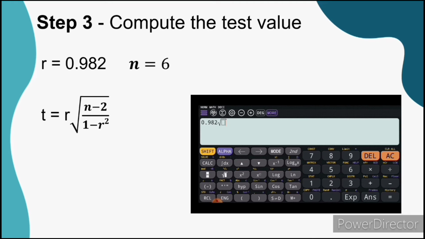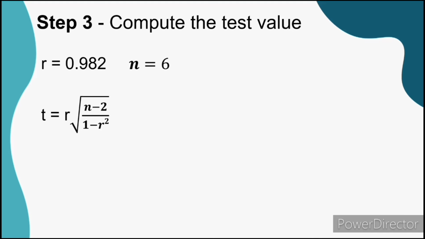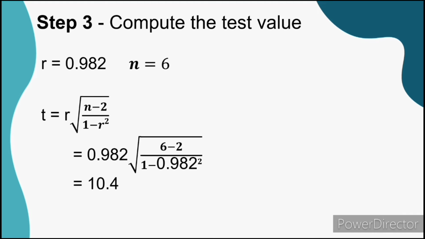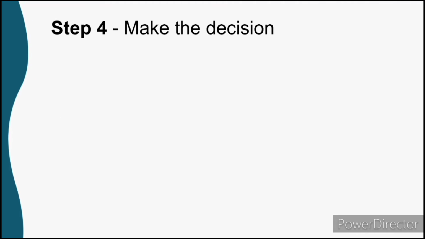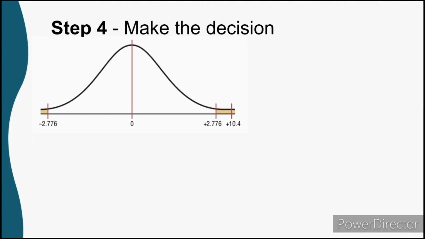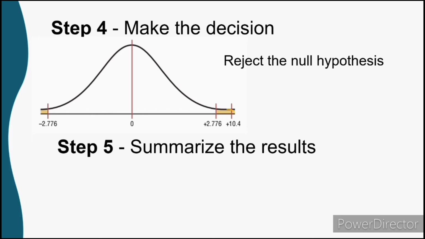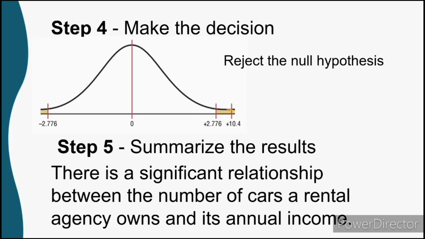Step 3, compute the test value. 0.982 times square root of 6 minus 2 all over 1 minus the square of 0.982. So we get 10.4. Step 4, make the decision. Since yung ating na-compute na t-value ay nag-fall sa ating critical region, then the null hypothesis is rejected. Step 5, summarize the results. There is a significant relationship between the number of cars a rental agency owns and its annual income.